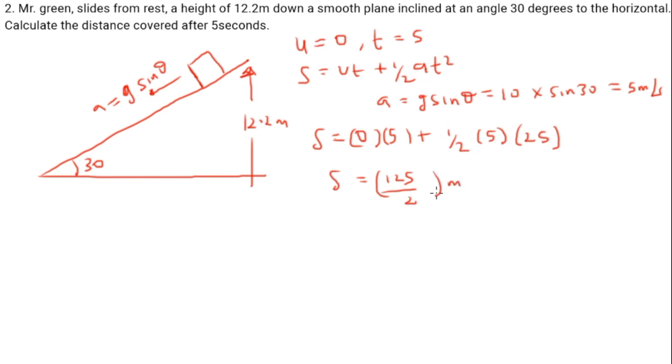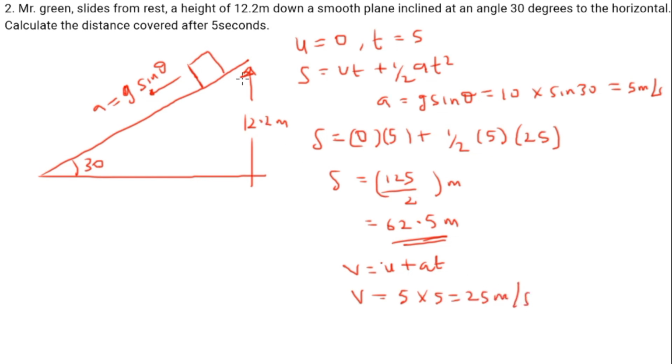Alright, so that's supposed to be 62.5 in meters. So the distance along that plane is this. Now, we may also find the velocity along the plane, the final velocity. Notice that final velocity v will be equal to u plus at, given that the body is at rest. So a, which is the acceleration, multiplied by 5 seconds, that's supposed to be 25 meters per second.